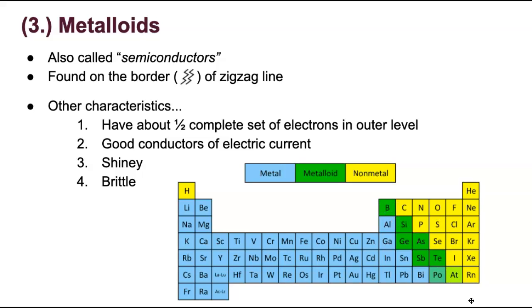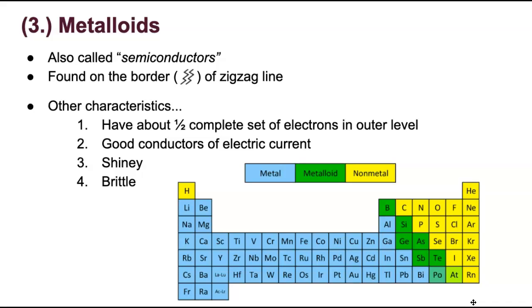Metalloids are found right along that zigzag line on the periodic table. They're the green elements here in this picture. They have about half of the characteristics of a metal and about half of the characteristics of a nonmetal. They also have about half of a complete set of electrons in their outermost layer. Interesting how the number of electrons has a huge role in the characteristics of that element. So for instance, metalloids are good conductors of both heat and electricity. And so in that sense, they're like a metal.